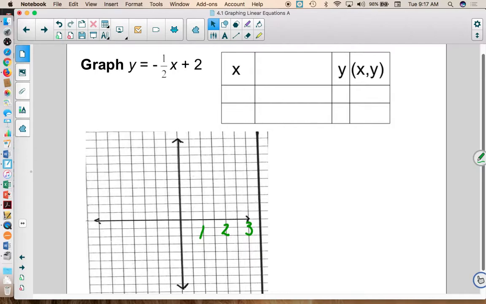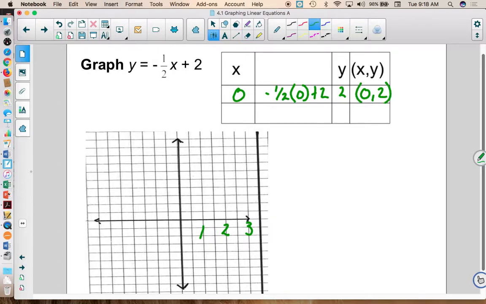But then, how many of you would choose 0? I'm going to choose 0 every time. Because -1/2 times 0 is always going to give me, oh, it's plus 2. That's going to be 0 plus 2 is 2, right? So I've got a point at 0, 2. I am always going to choose an x value of 0. Always, just because it's easy.